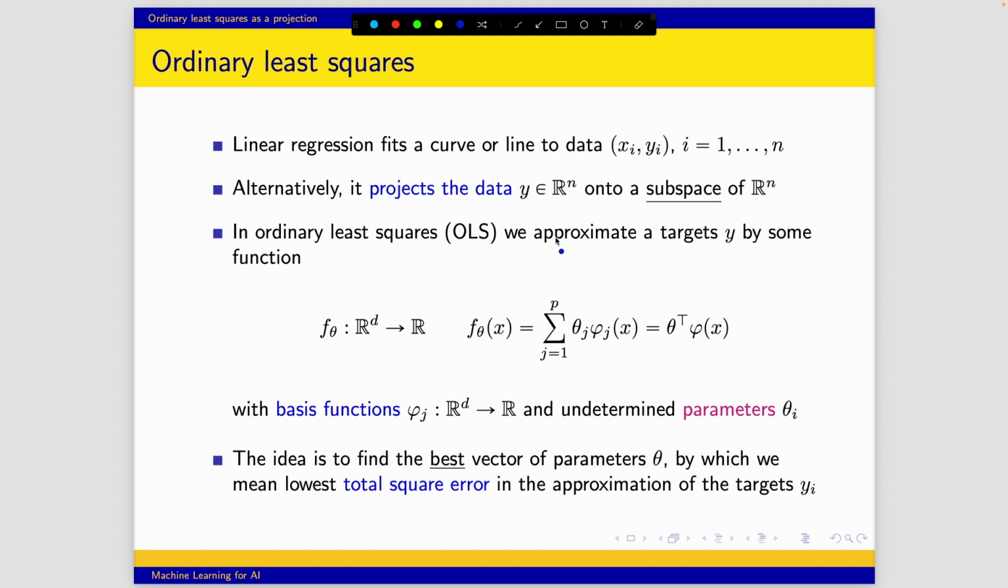So for each xi, we're going to have a prediction f theta of xi, where we just put xi into this sum, or in this dot product here. And we compare this to the data point that we have, yi. We square that, and we sum over all of our data points. And this is our total square error. And this we want to minimize. We want to find the theta that minimizes this total square error. That's what we do in ordinary least squares.